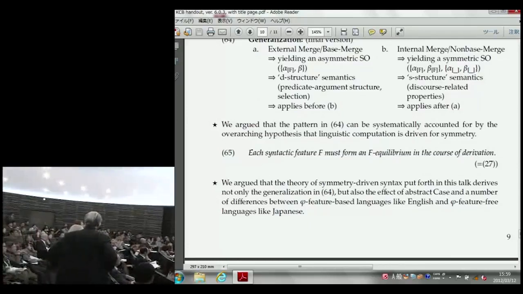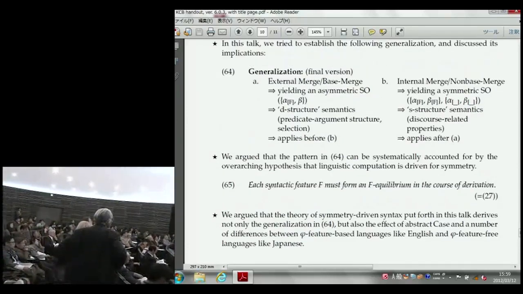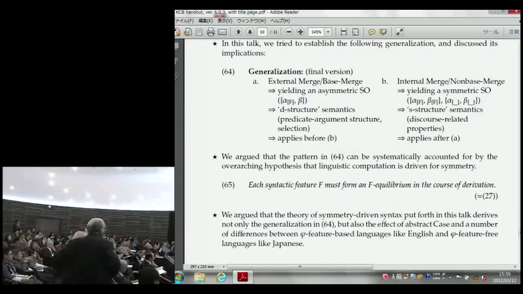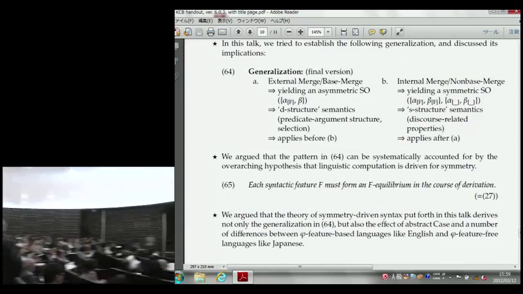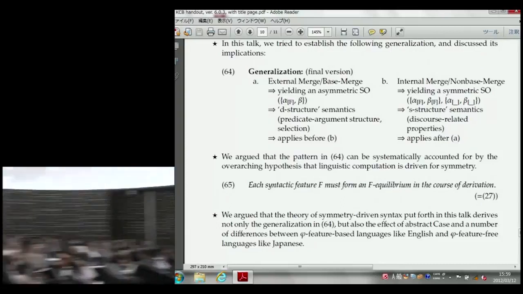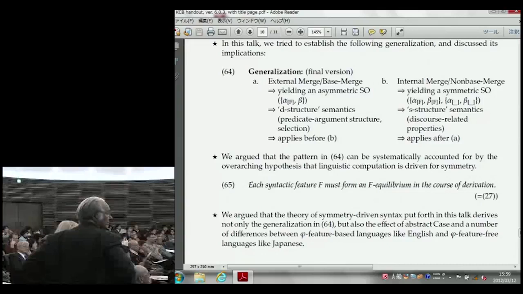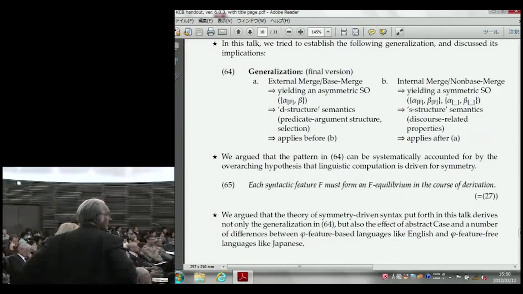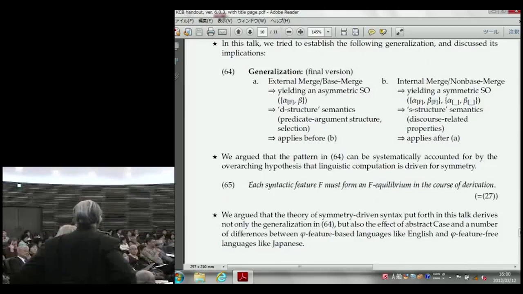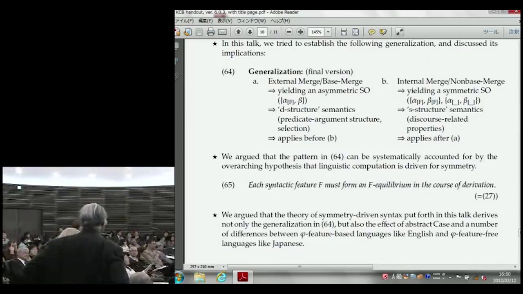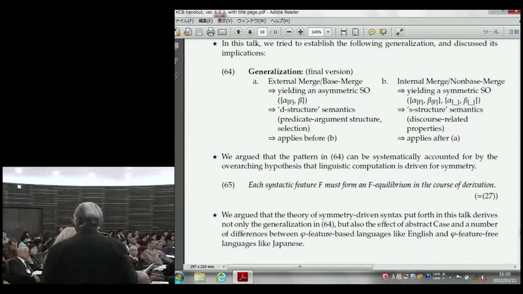The question is, I think that 64 runs into at least two problems. So Hiroki can solve them. The first problem has to do with internal merge and non-base merge. There is a phenomenon that's been well studied, in particular by Peggy Speas and Carol Tenny. They've looked at evidentials and logophoric pronouns and how they are organized across languages. If there is anything that's A-bar-like or discourse-related, that's logophoricity or evidentiality.